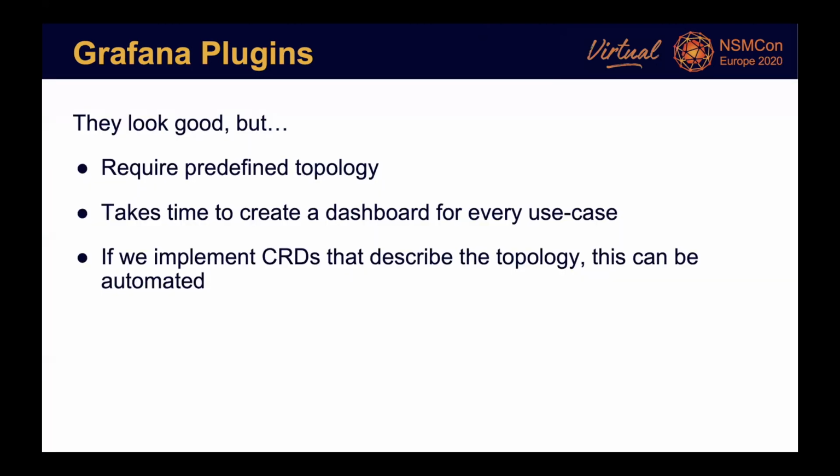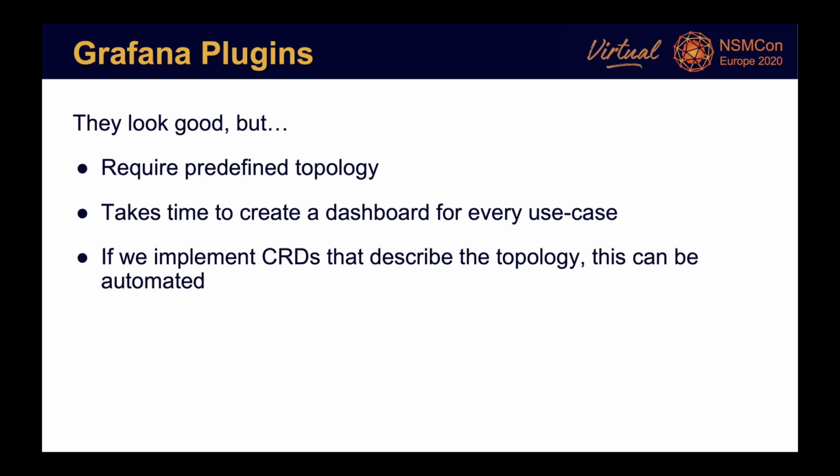The biggest problem is that all those diagrams that you saw, the graphs that you saw, they were created by hand. They actually need a predefined topology that you write for those plugins, and then you run Prometheus, and then you get the data. And this is not very efficient because you need to do that for every different use case.